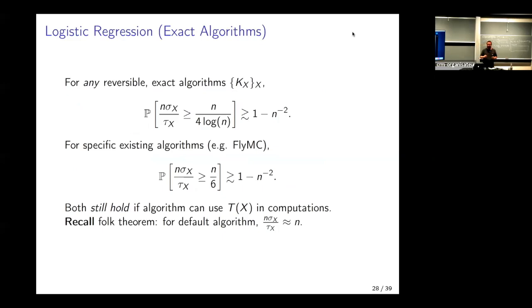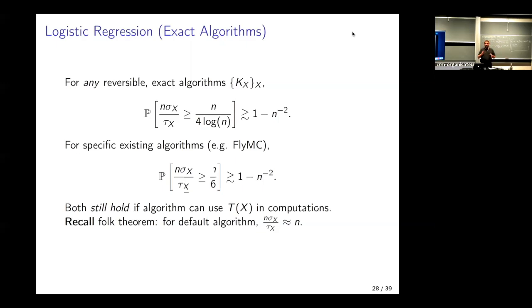Okay, so I'm going to start off by saying I'm talking about reversible algorithms. That's a technical word. I'm going to say I'm talking about exact algorithms. What does that mean? It means that when I'm running the Markov chain, I'm going to be converging to some distribution. I say the algorithm is exact if the distribution that it converges to is equal to the distribution that I want it to converge to. There's no asymptotic bias. Okay?